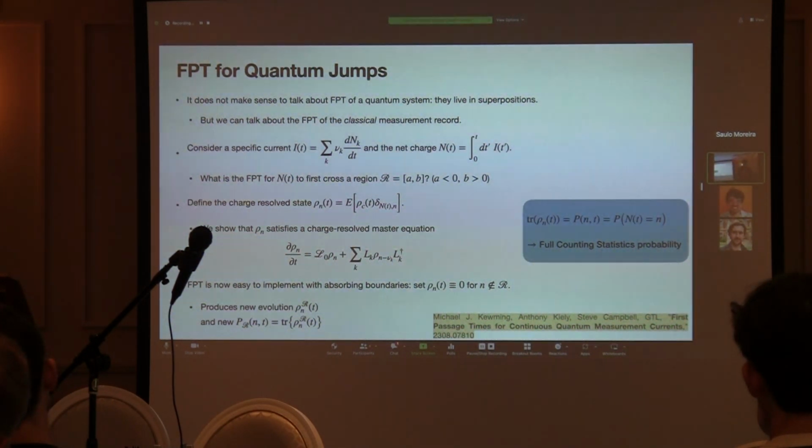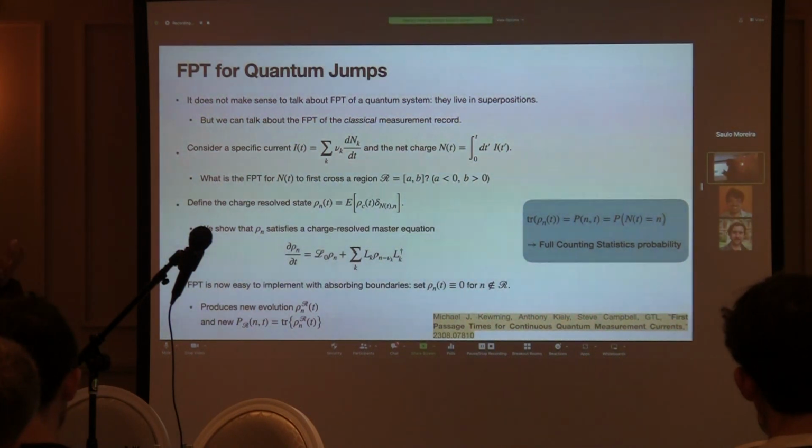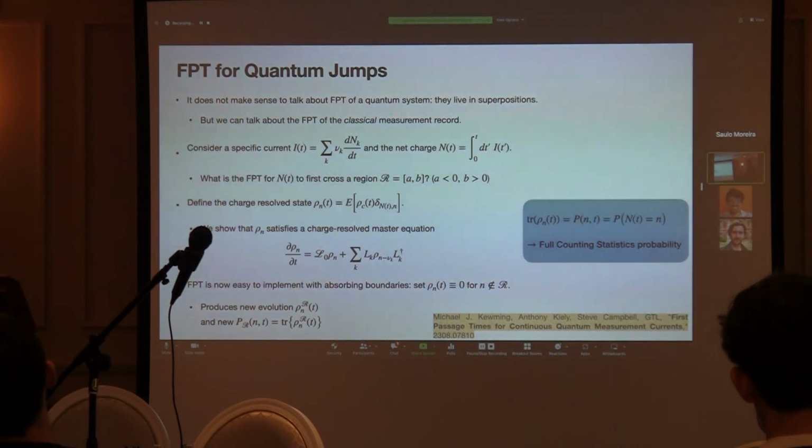Now I want to talk about first passage time for quantum systems. First of all, one could ask, what is the first passage time for a quantum system to do something? And I want to argue that that question doesn't even make sense, because a quantum system is not in a specific state. It lives in different positions. So the idea of defining an event for a quantum system is still defined, but for the classical measurement record, it's absolutely fine.